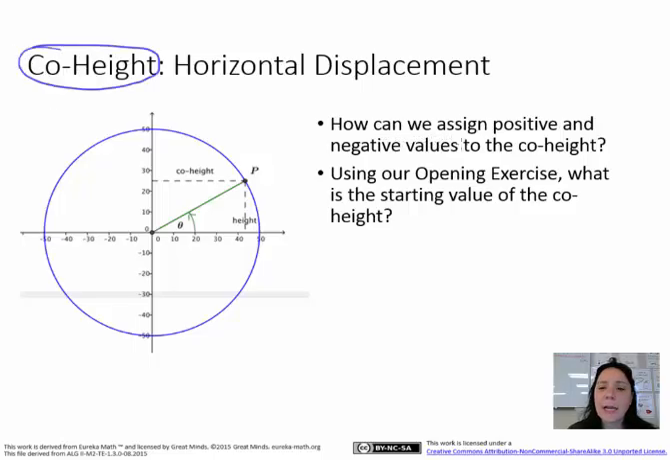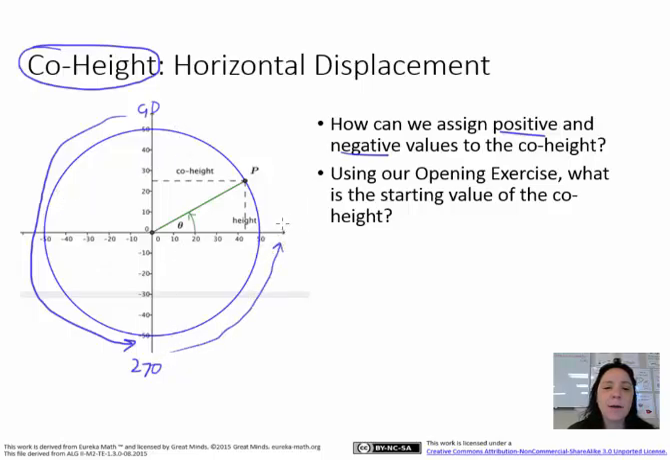We considered how we can assign positive and negative values to co-height. And we concluded that as you rotate from 90 degrees to 270 degrees, that value would be negative. And as you rotated from 270 up to 0 and from 0 to 90, that value would be positive because that gives us our negative numbers going off to the left and our positive numbers off to the right, as we're accustomed to in our coordinate planes.